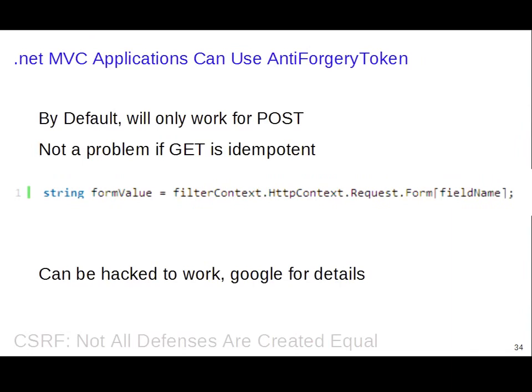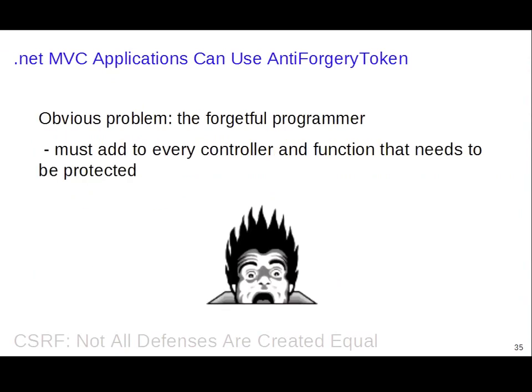If you want to, however, you can see the source code. That is the line of source right there. There are people online who have modified the source code to make anti-forgery token work with GET requests too. You can Google it for details, I'm not going to go into all of them now, but that's an option if you're willing to modify the source code.